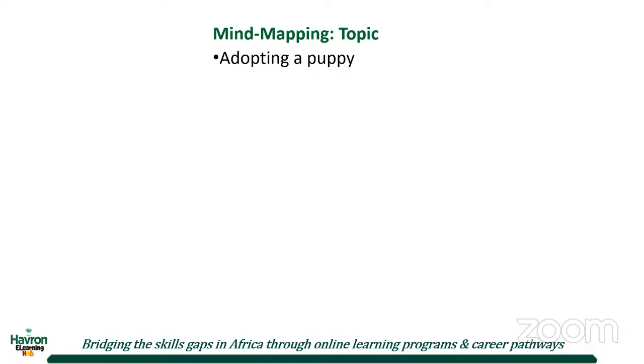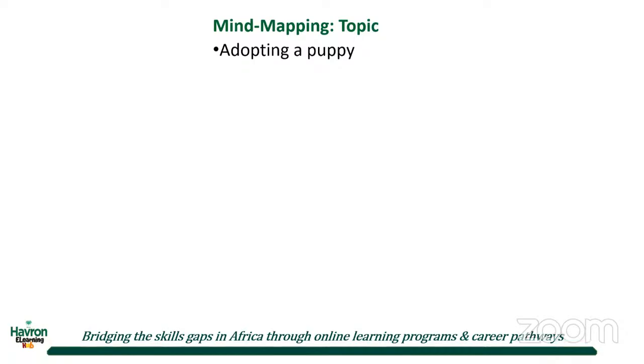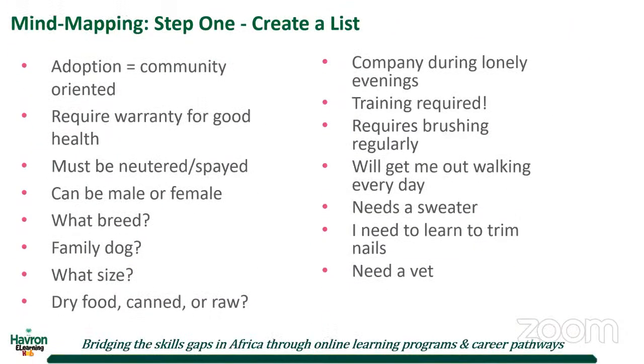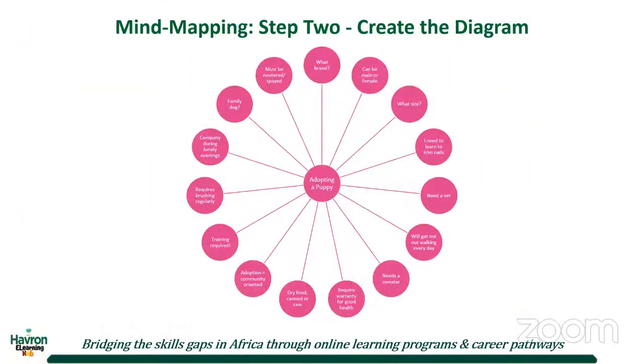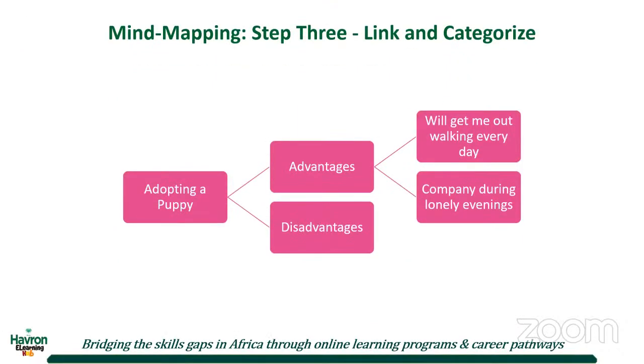So when you have done this, creating the list, you enter step 2. You create the diagram. Inside the diagram, in the first circle there will be the topic. By the side of it, you put the ideas generated together and circle them. Then you can go to step 3, where you link and categorize them.